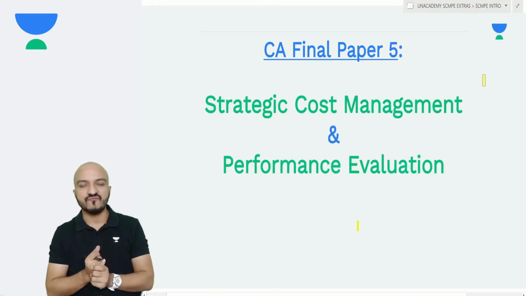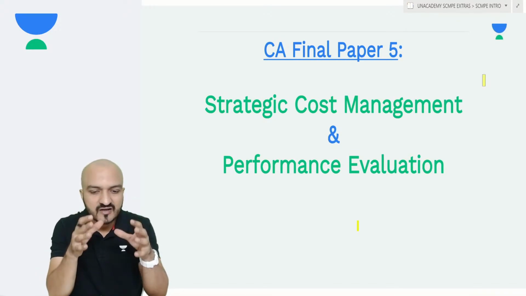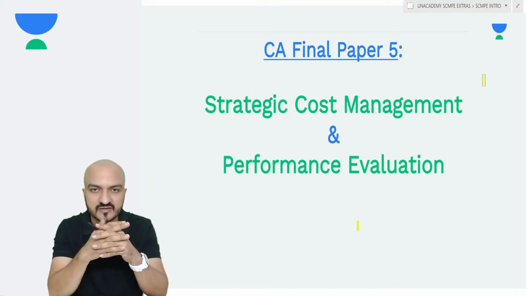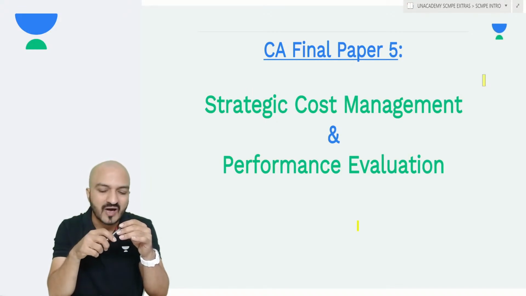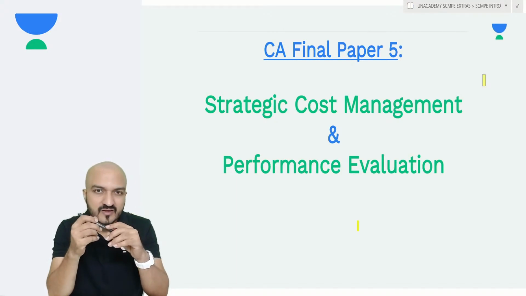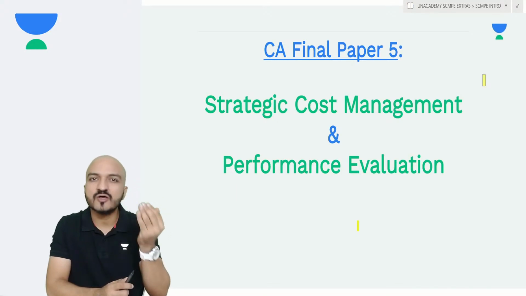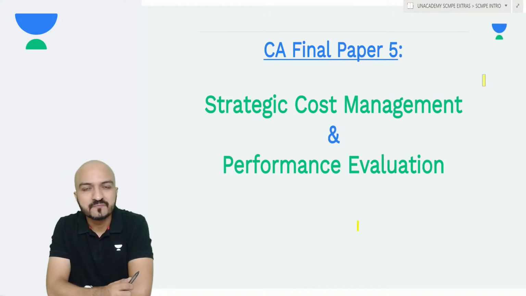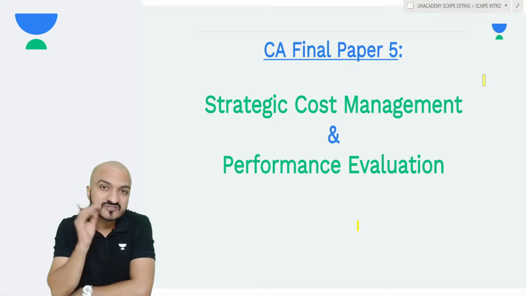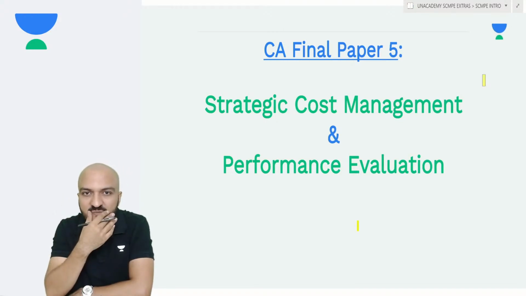So as I told you, today we are here to give you a basic understanding, a basic introduction to the subject of SCMPE, that is the costing subject. Now, you had a costing subject at your CA intermediate level also, and your intermediate level costing is quite different from the costing subject at final level. I'll tell you how. But before that, you tell me, inter-level costing subject. Do you remember anything about it?